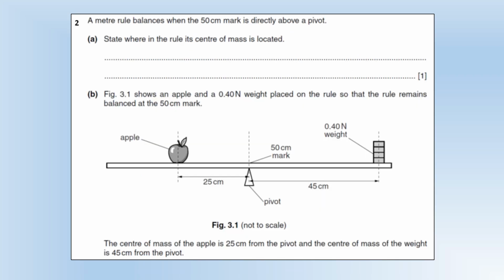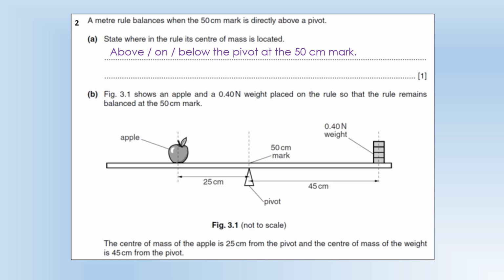Okay, so a meter rule balances when the 50 centimeter mark is directly above a pivot, because the center of mass is directly above the pivot. State where in the rule its center of mass is located. So if it balances, the center of mass has to be exactly on or above or below the pivot. As long as it's on the same vertical line as the pivot, that will balance.